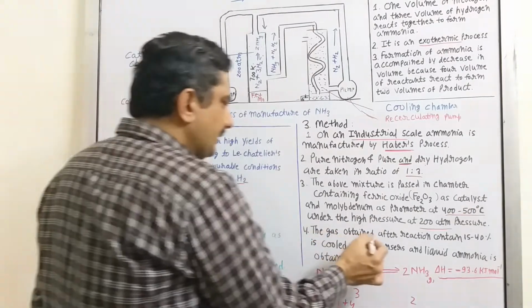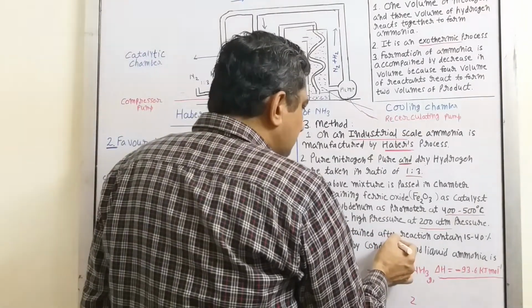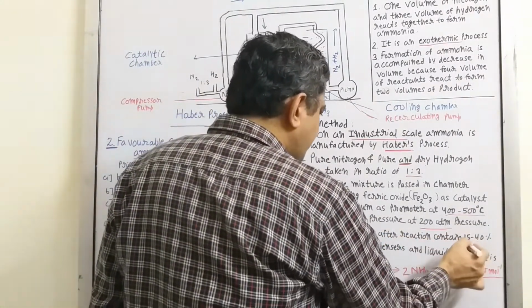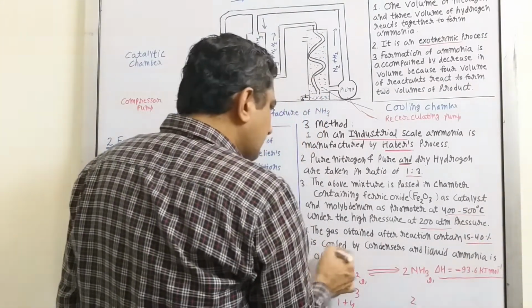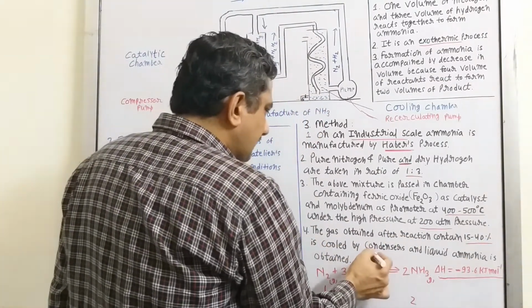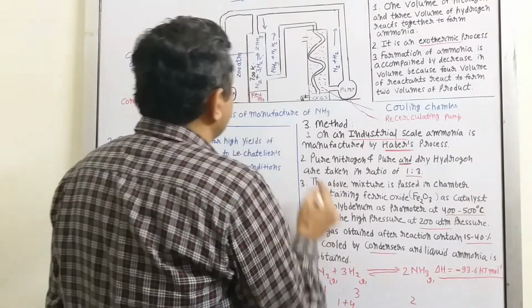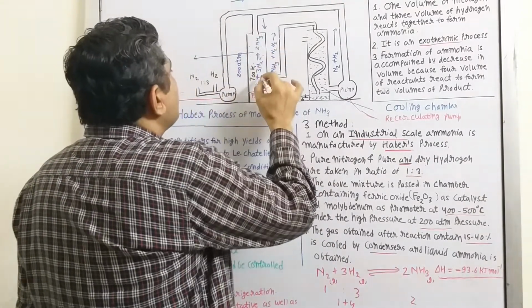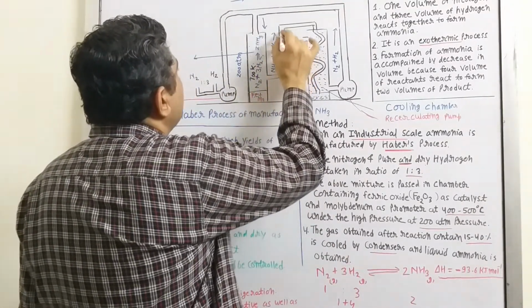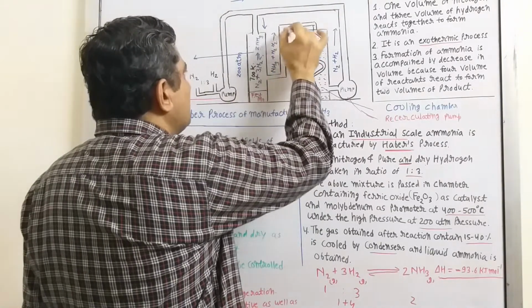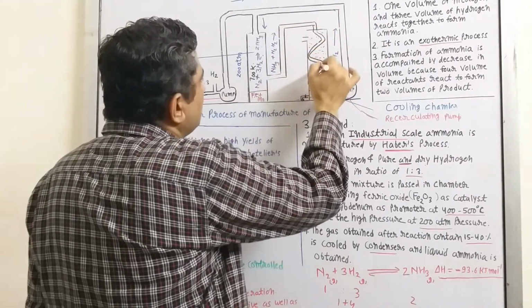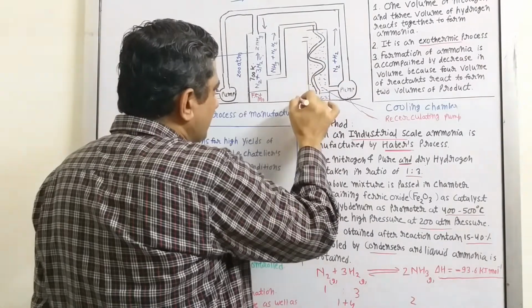The gas obtained after reaction contains 15 to 40% of ammonia and is cooled by a condenser and liquid ammonia is obtained. Here, the 15 to 40% of ammonia and unreacted nitrogen and hydrogen go through the condenser where we obtain liquid ammonia.